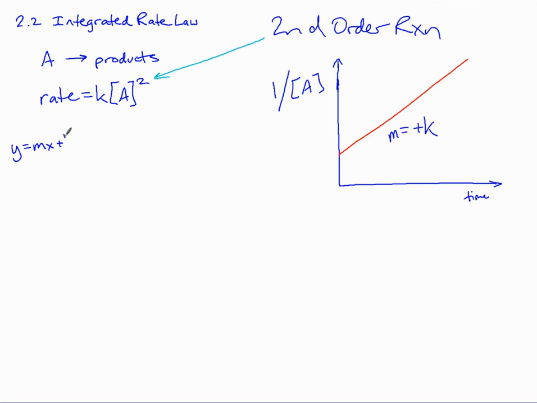Putting it into our y equals mx plus b format, your y is 1 over the concentration of A. So let's write it like this, 1 over the concentration of A equals my slope is positive K, my x is time, t, and b, my y-intercept, is 1 over the initial concentration of A. So right here, 1 over the initial concentration of A.